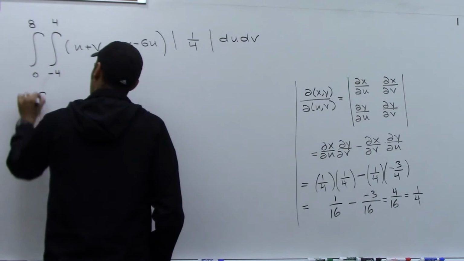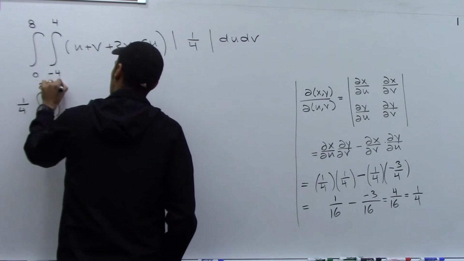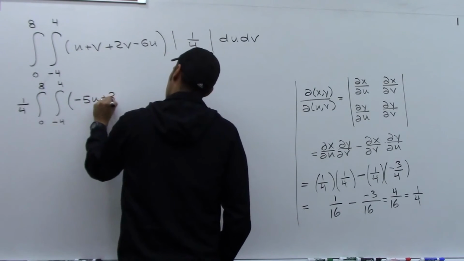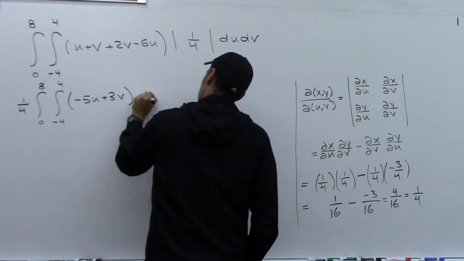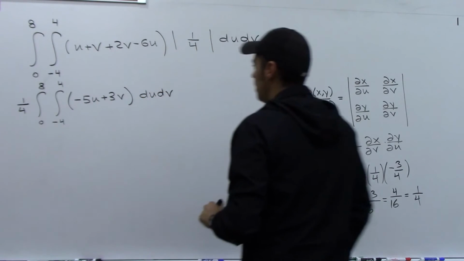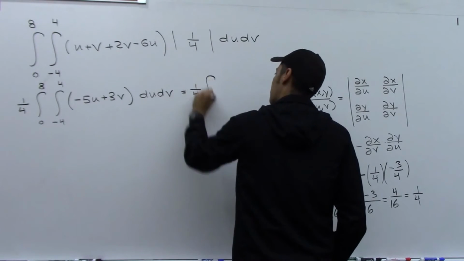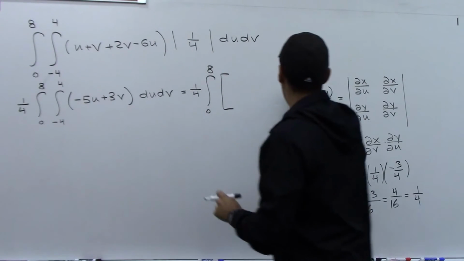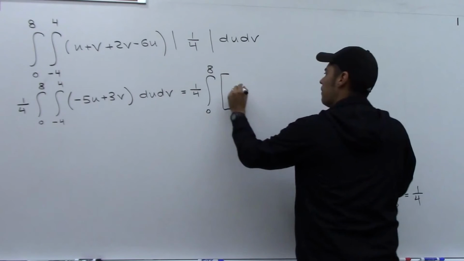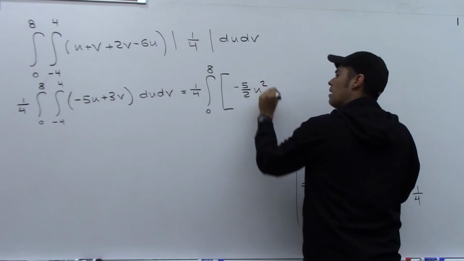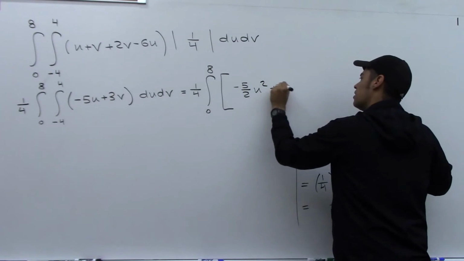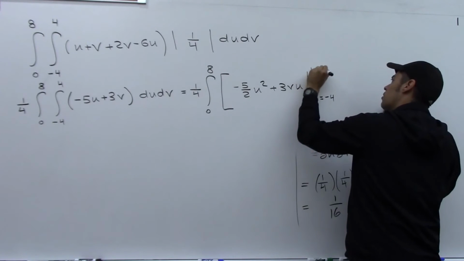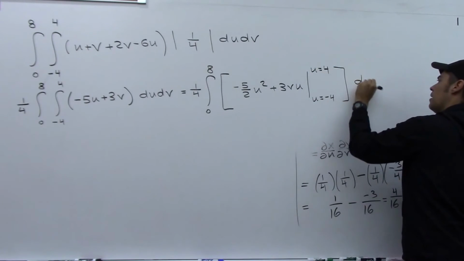1/4 integral 0 to 8, integral -4 to 4. Let's see, u's I have -5u, v's I have 3v. I'm going with respect to u, then v. So let's take the antiderivative of the inside with respect to u. So you're going to get -5/2 u squared, and then the antiderivative of this with respect to u is plus 3vu. Evaluating from u equals -4 to u equals +4. Then I'll integrate with respect to v.